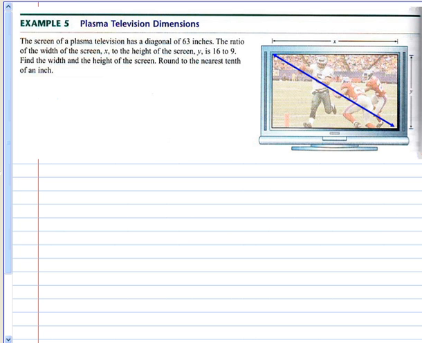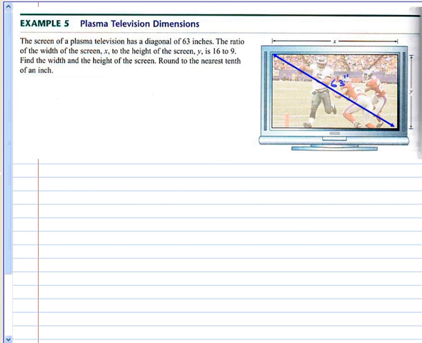The screen of a plasma television has a diagonal of 63 inches. When you see that advertisement, or you go to the store and they say, hey, this is a 55-inch television, it's not 55 inches across. They measured the longest length that they can measure on that screen, which is corner to corner. So a 63-inch television, that's the diagonal of 63 inches.